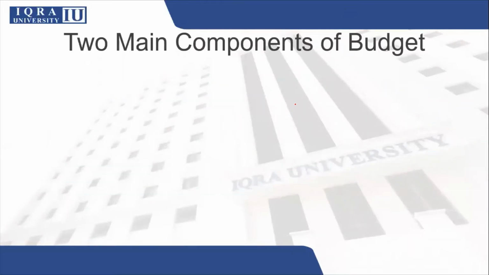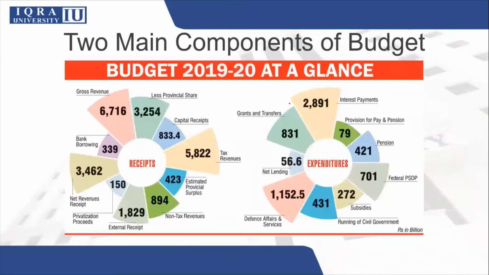Now, there will be, like I said, two main components in your budget. One will be related to the receipts. So where is the government getting its revenue, its income, its cash inflows from? So there will be some revenue, then some capital receipts, then some non-tax revenues, bank borrowing, privatization proceeds. Basically, the main component of these receipts include taxation. And the other main component is your expenditure.